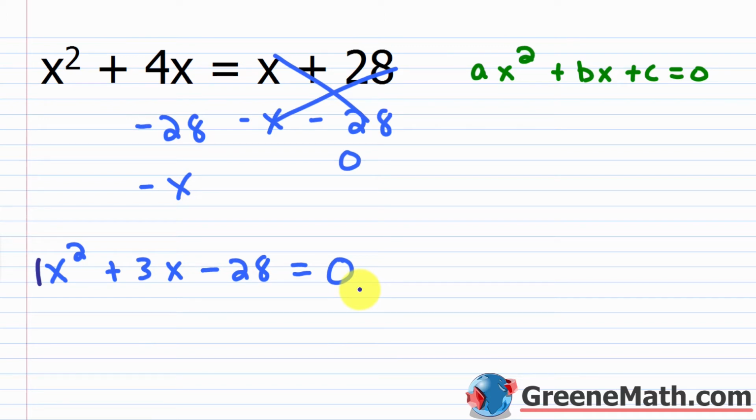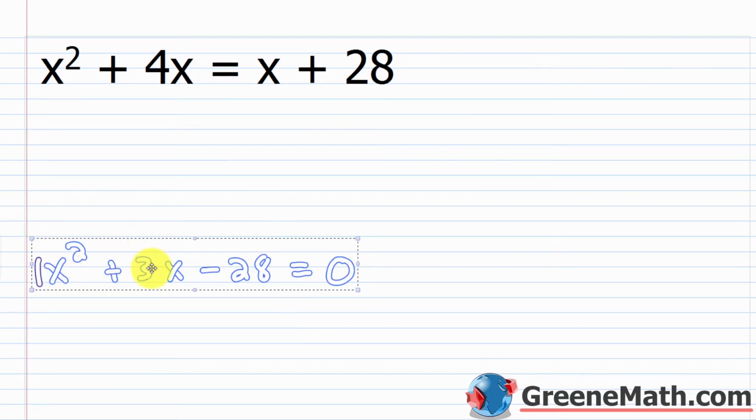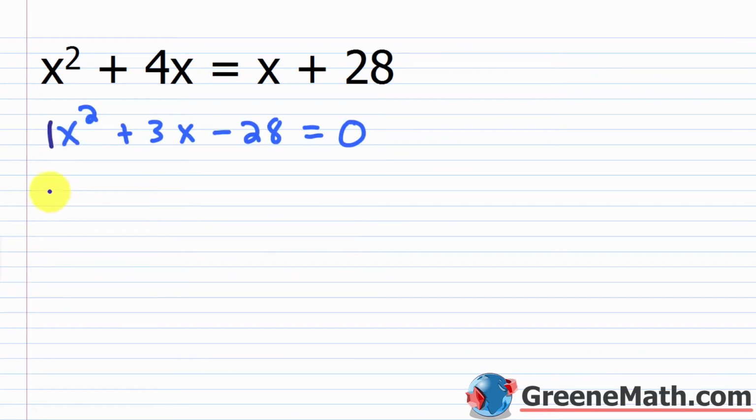All right, so now that we have it in standard form, we want to factor it. So let's drag this up here and see how we can factor this. If it's a trinomial, we're trying to factor this into the product of two binomials. This is our easiest case scenario.